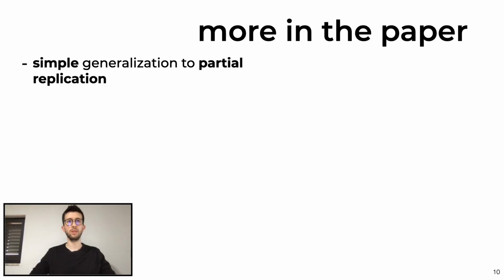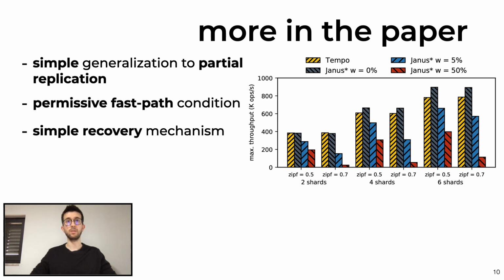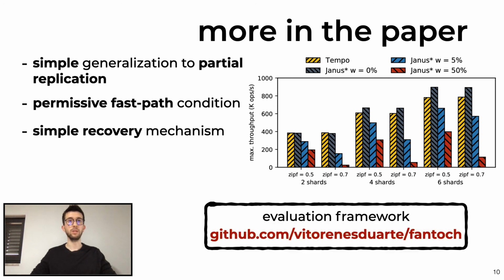In the paper we show that Tempo can be easily extended to support partial replication scenarios. There we compare Tempo with EuroSys', a state-of-the-art protocol designed for partial replication. Our evaluation shows that Tempo can provide a throughput that far exceeds the one of EuroSys'. The paper also describes Tempo's fast path condition and its simple recovery mechanism. Finally, the paper contains some details about the evaluation framework that we have designed in order to implement and evaluate all these protocols.